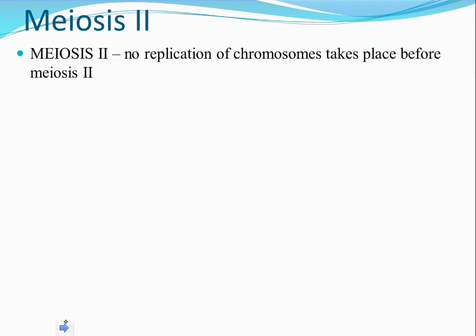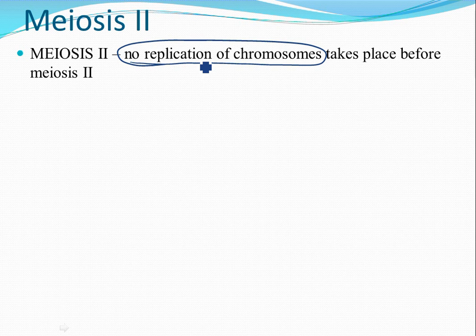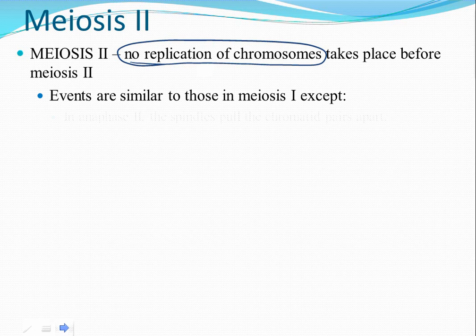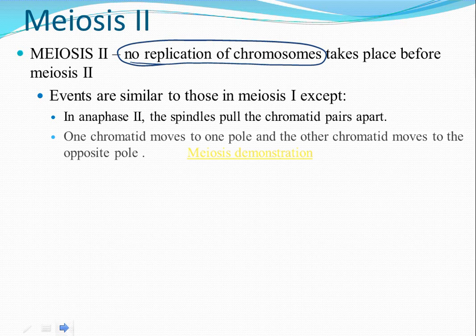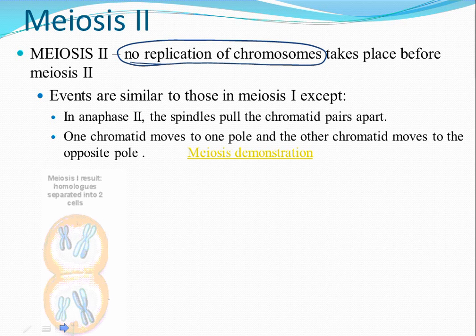Meiosis 2, and here's the key part: there's no replication of chromosomes happening before meiosis 2. And that is key because now we're down to that haploid number, and all of the events are similar to meiosis 1, except now you're getting those chromatid pairs being pulled apart during anaphase.